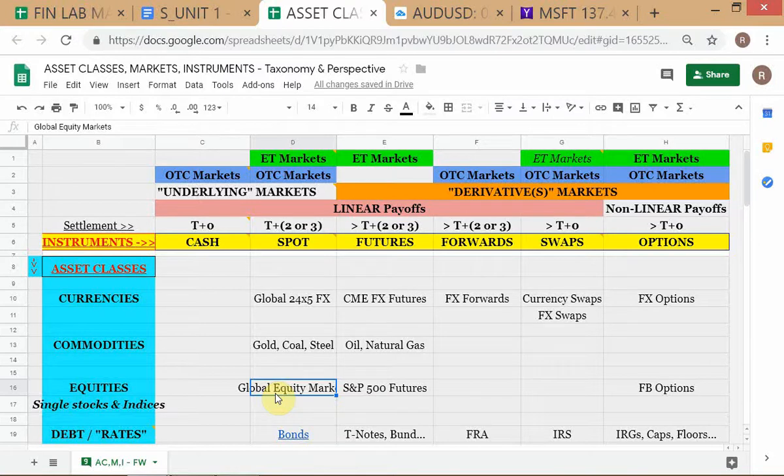Even if you're looking at the stock of Toyota Motor Corporation, that will go into this box, because most stock markets trade on a spot basis, and a common stock of Toyota Motor is not a commodity, not a currency, not debt, it is equities. That's why I've said here single stocks and indices. So it's clear, this is how you use the framework.